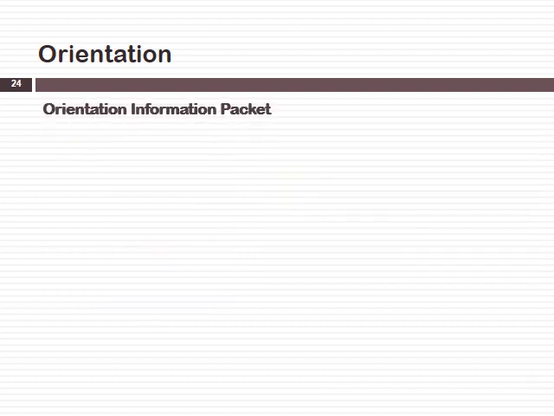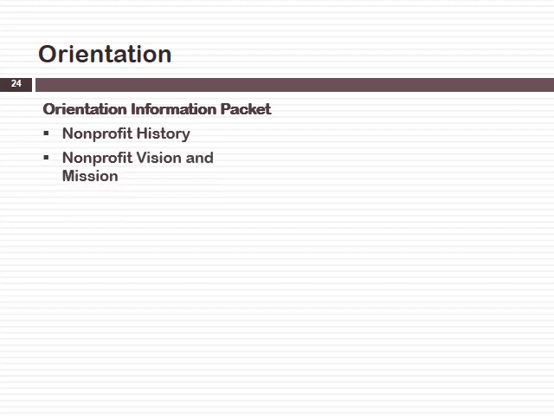So let's talk about what the orientation information packet should have in it. Like I just said, it should be put together so they can read it at the meeting, but also use it as a takeaway to read at a later time. An orientation information packet should contain the following. The nonprofit history. Every board member should understand the history of the nonprofit organization in which they plan to serve. Nonprofit vision and mission statement. What's the long-term vision? What's the short-term mission? That needs to be clearly stated in the orientation packet.